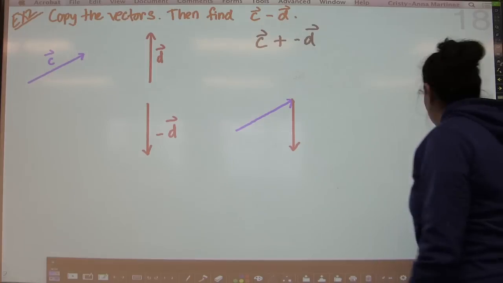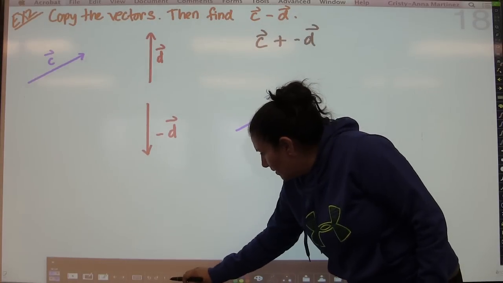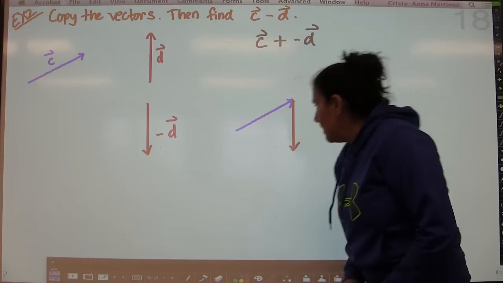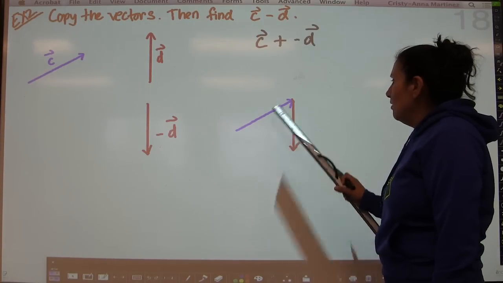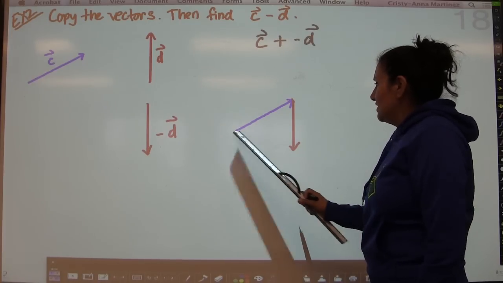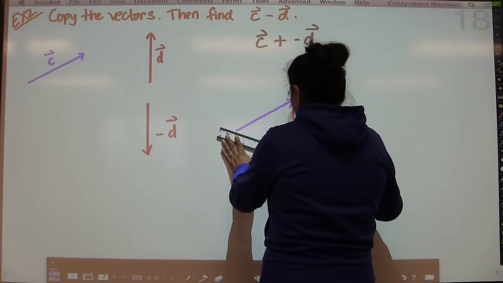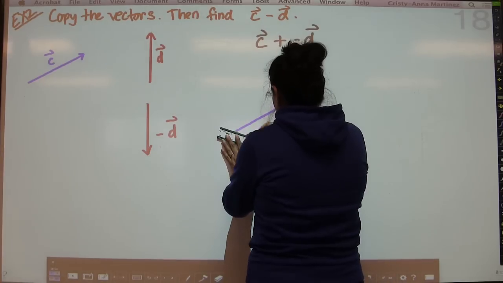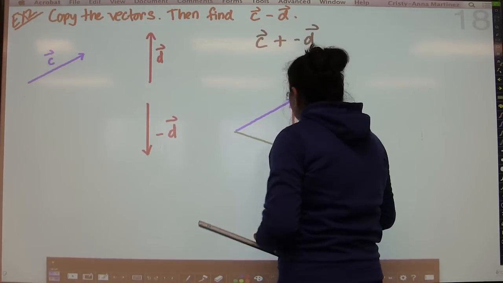All right. So now all I have to do for the triangle method is connect, I already did my tip to tail, so now I'm going to do my tip to tail here, and this is going to be my resultant. This guy right there. So there's my diagram.